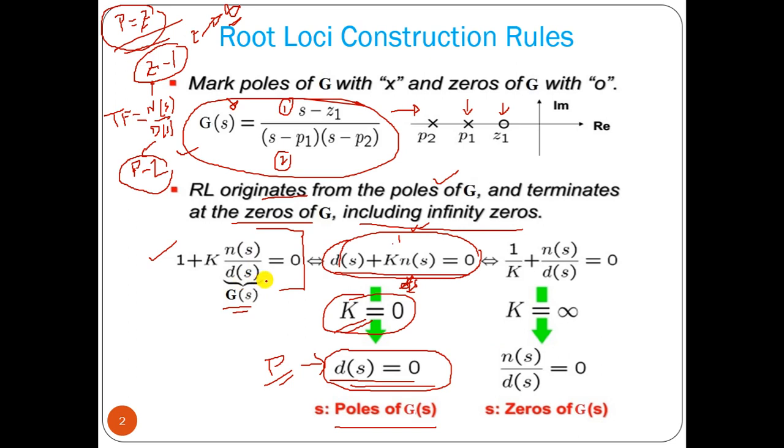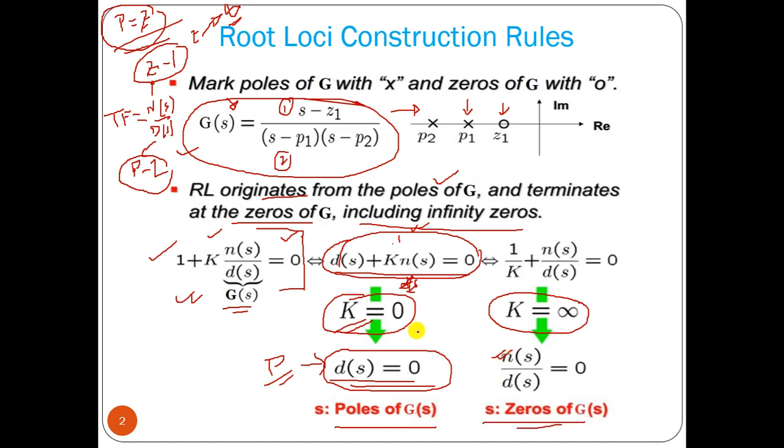Now from this particular characteristic equation, if we divide by k, right hand and left hand side, then what you will get is 1 by k plus N(s) by D(s) equal to 0. If we put k equal to infinity, it will be 1 by infinity is 0, so N(s) by D(s) will be equal to 0. So we can say N(s) equal to 0. N(s) is the numerator polynomial, so that will be the zeros of the system.